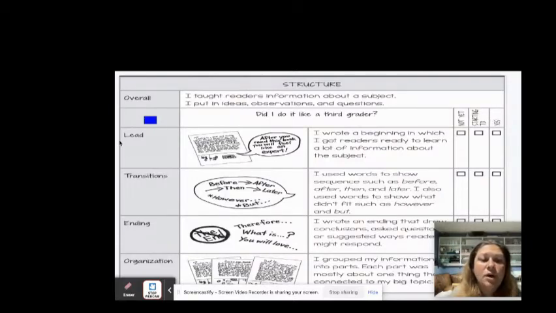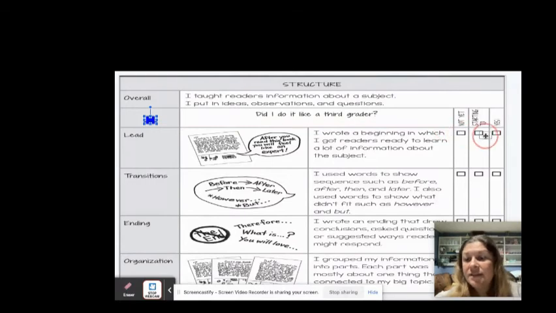Now, the first part is lead. I wrote a beginning in which I got readers ready to learn a lot of information about the subject. Now ask yourself, did you? Not yet. So your options are not yet, starting to, and yes. Now, by this point, you should have started a beginning, I would hope, right? Because we've been working really hard on this.